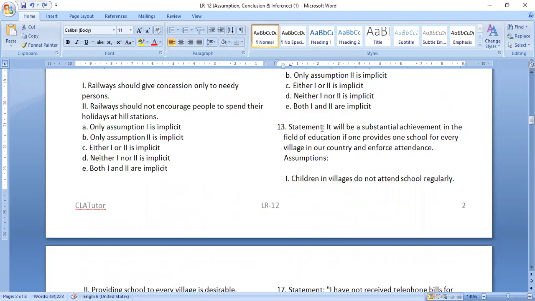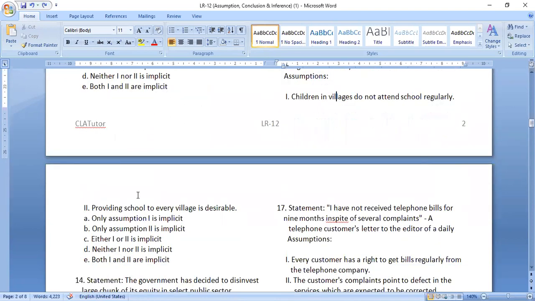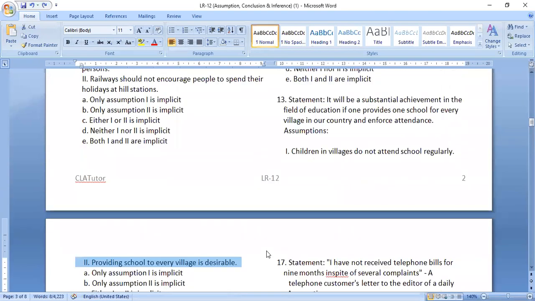Okay, so the statement is that it will be a substantial achievement in the field of education if one provides one school for every village in our country and enforces attendance. So it's going to be a great achievement if you can do this. Okay, and now let's look at the statements. 1: Children in villages do not attend school regularly. 2: Providing school to every child, every village is desirable. 2 is obviously implicit, right? Yes, they say it's a great achievement. So 2 is obviously implicit.